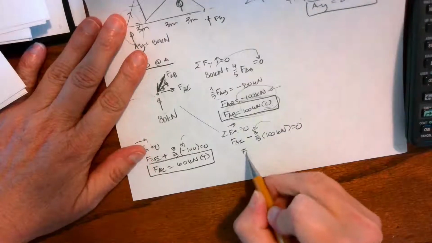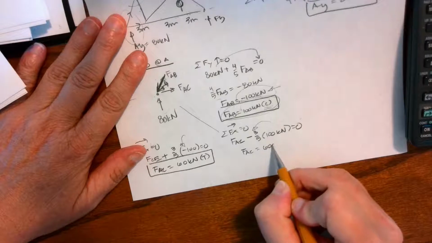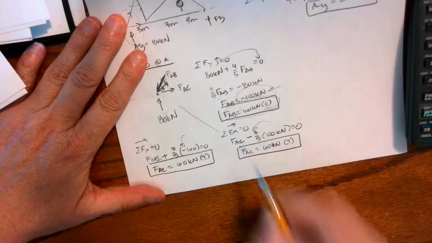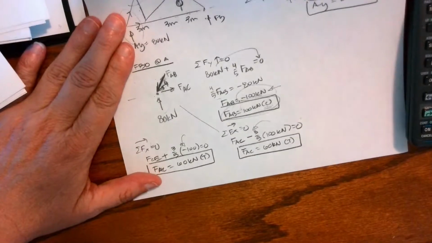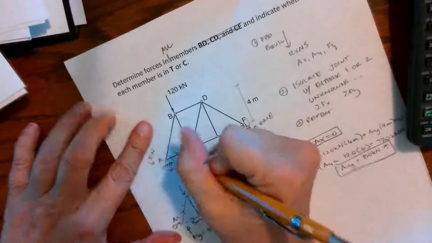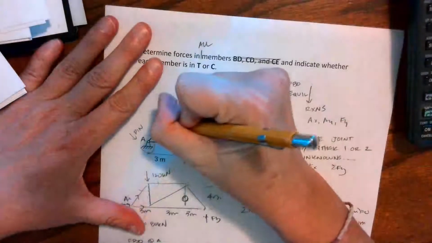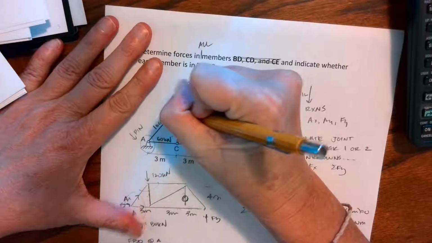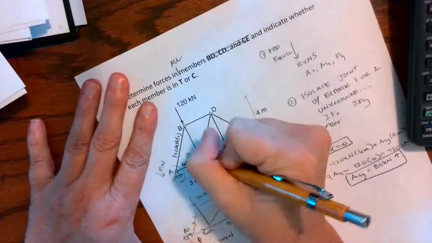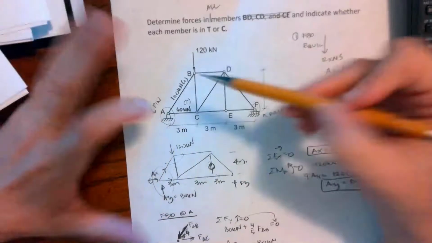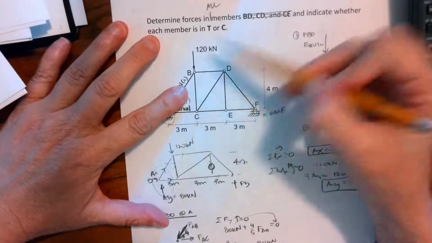So I get FAC equals 60 kilonewtons, which is tension. It's positive, so it's tension. So now what I'm going to do is go back up to my figure, and I'm going to let you know that this is 60 kilonewtons, and this is 100 kilonewtons, and this one's in compression, and this one's in tension. And now I can look, 1, 2, 3 unknowns, not helpful. 1, 2, there are now 2 unknowns.